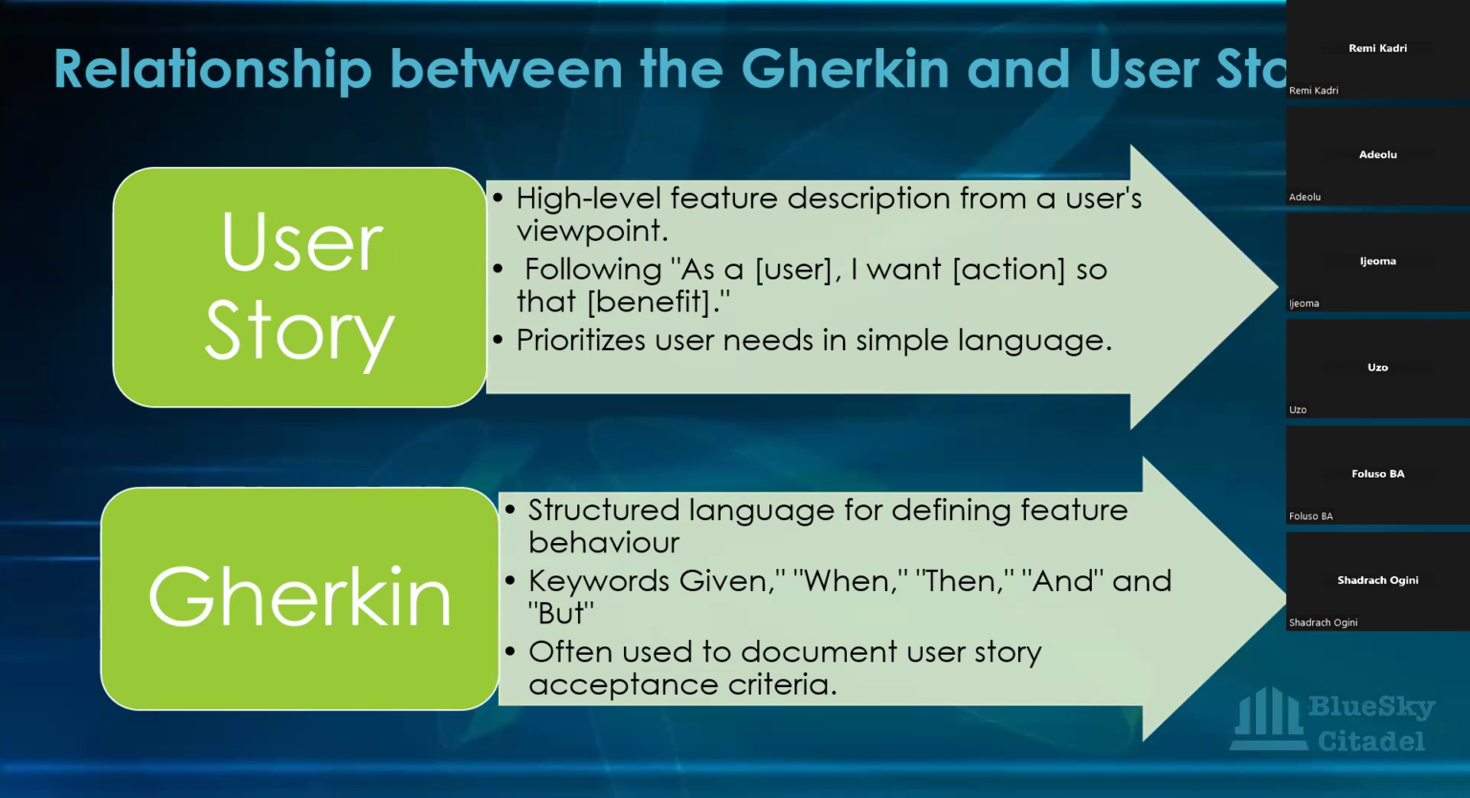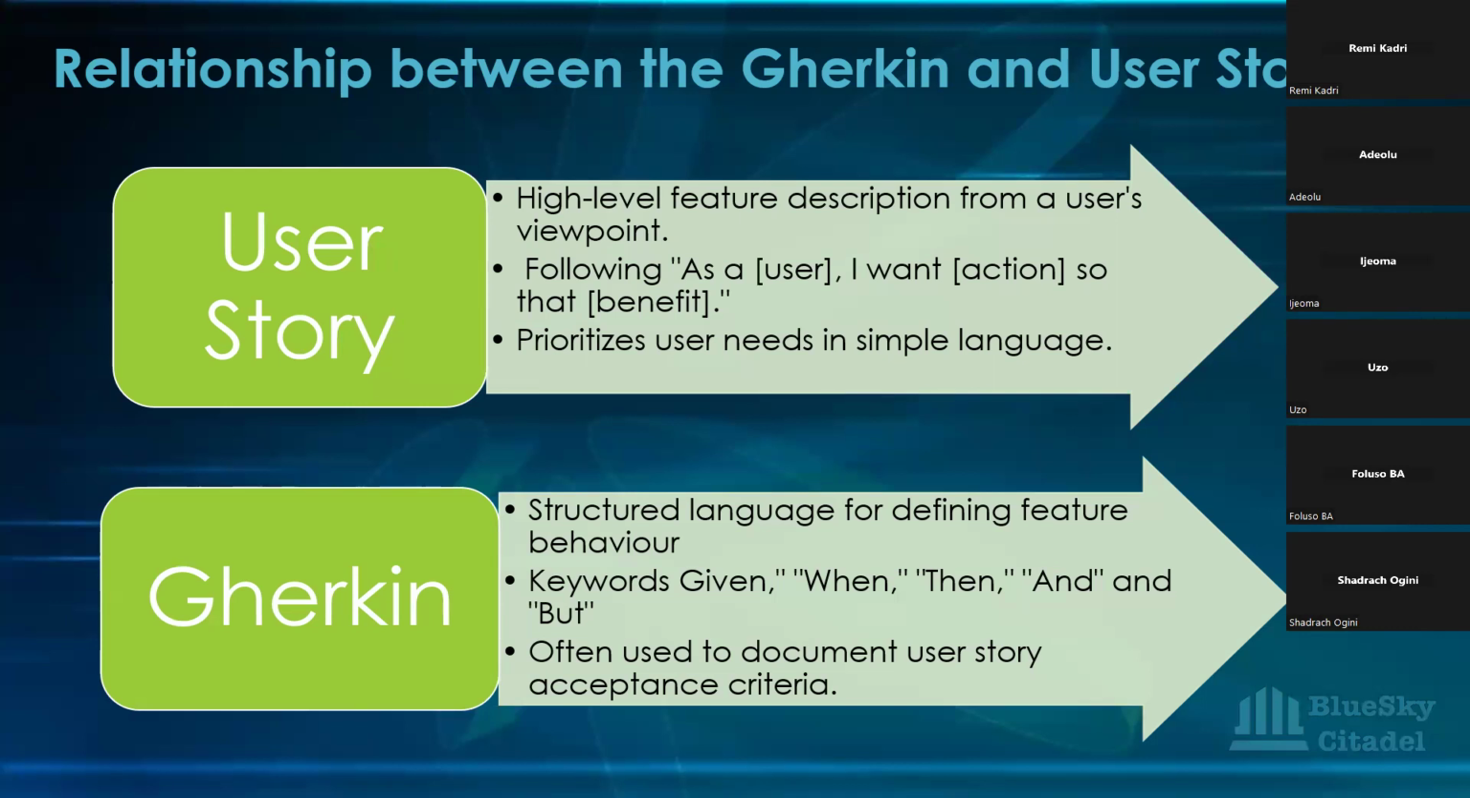Gherkin, on the other side, is a language that's specifically designed for writing human-readable executable specifications that describe how the software feature should behave. It helps to define the feature behavior. It uses keywords within the Gherkin syntax: Given, When, Then, and But. Sometimes some people use But. It's arguable. But let's just focus on Given, When, Then, and the And.